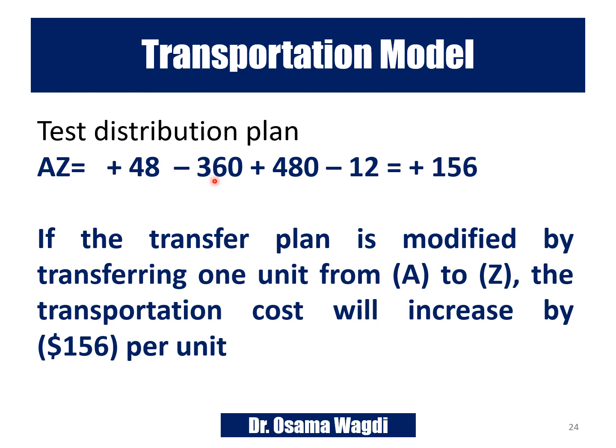Okay, the number 480 is the number below the 360, which crosses with the empty cell, which is AZ. So it will be positive. Like I'm taking a unit from this cell, giving this cell a unit, and taking a unit from this cell.